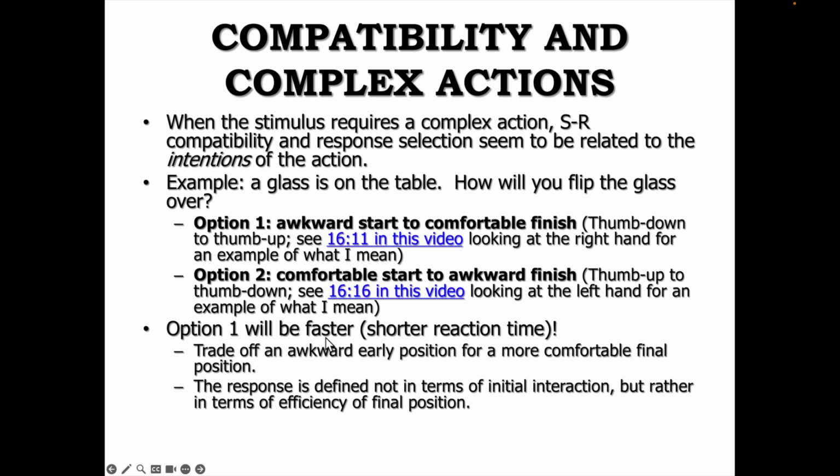Option one will be faster and have a shorter reaction time. That's because our bodies will oftentimes trade off an awkward early position, in this case thumb down, for a more comfortable final position where the thumb is up. So the response is defined not in terms of how we initially interact with the cup, but rather in terms of the efficiency of the final position.